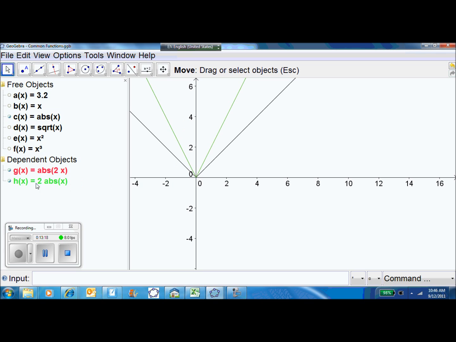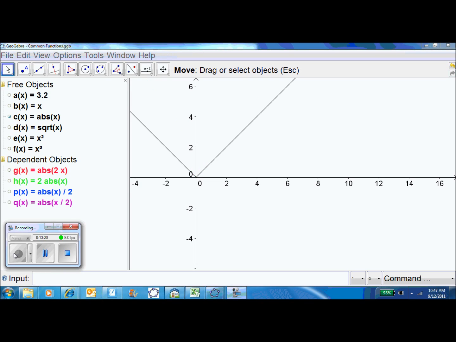How could we actually get this to shrink and actually bring the absolute value down? Let's take a look at that. Think about it for a while. Okay, I have a couple of other variations on here.